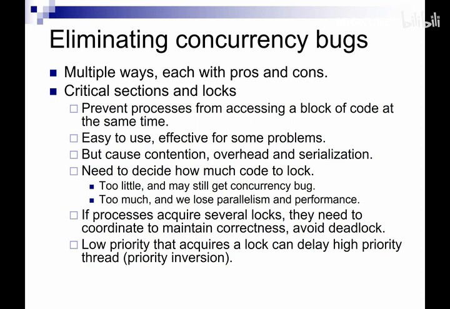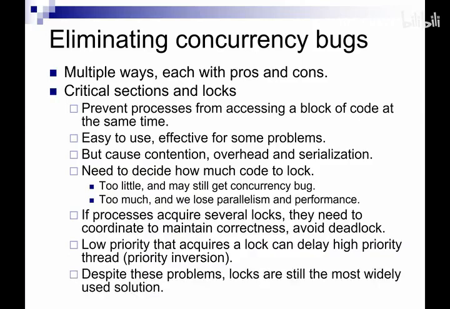Another problem is called priority inversion. This is where a low priority thread acquires a lock before a high priority thread. In that case, the low priority thread will get to run, but the high priority thread needs to wait. And that's not what we want, because we actually want the high priority thread to run. But because of locks, you can actually get this priority inversion.